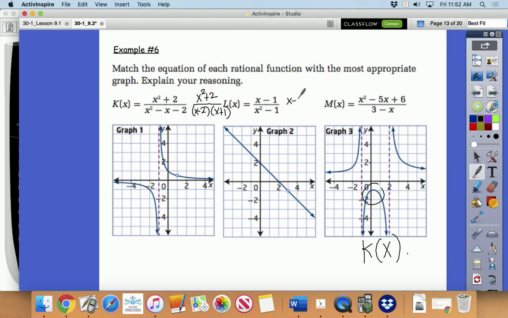This one, x minus 1, we factor the difference of squares as x minus 1, x plus 1. So this one creates a hole, and you're left with 1 over x plus 1. So the hole is going to occur at +1. So that looks like this right there. So this one has to be your L of x graph.